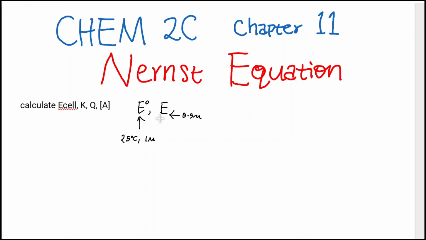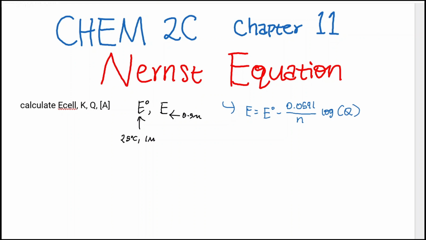Now the Nernst equation looks something like this, where it tells you E, which is different from E naught, equals E naught minus 0.0591 over n, and then log Q.